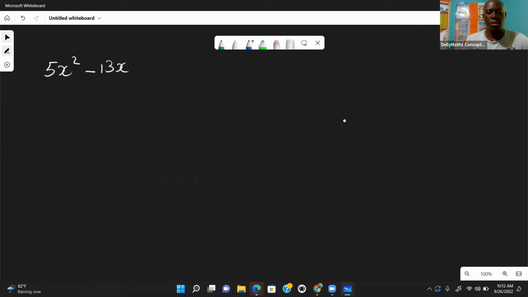x squared minus 13x, and this is equal to negative 6. Again, because it is not equal to 0, we cannot start yet. It's our responsibility to ensure that it is equal to 0 first. We're going to do so by adding 6 to both sides. Now let's rewrite this. So this is what we have. 5x squared minus 13x plus 6 equal 0.